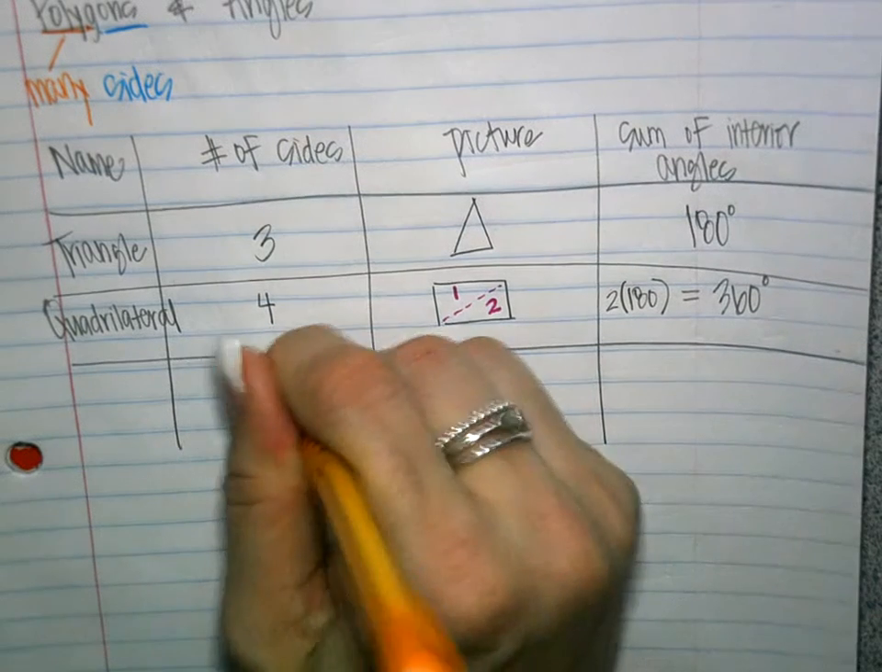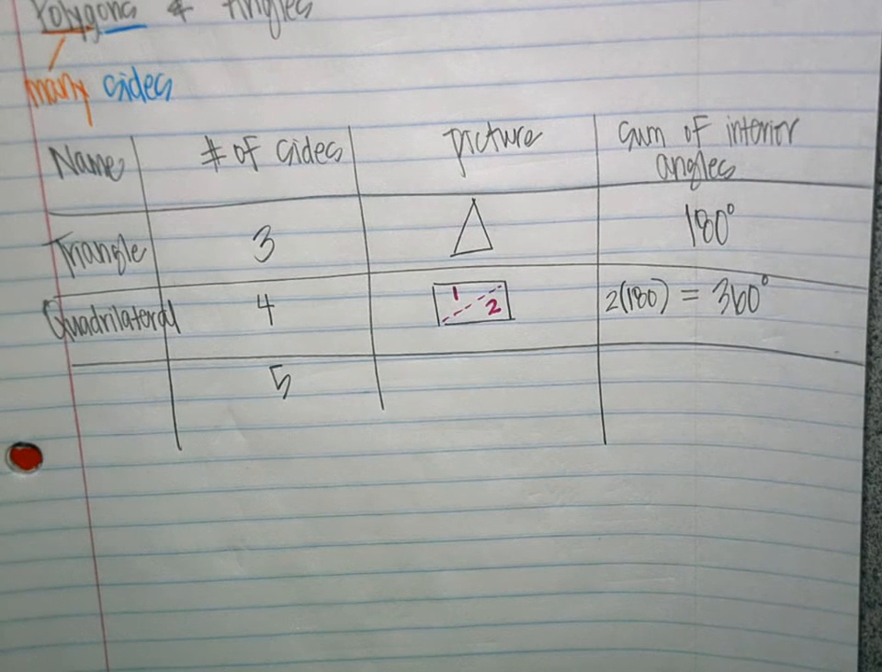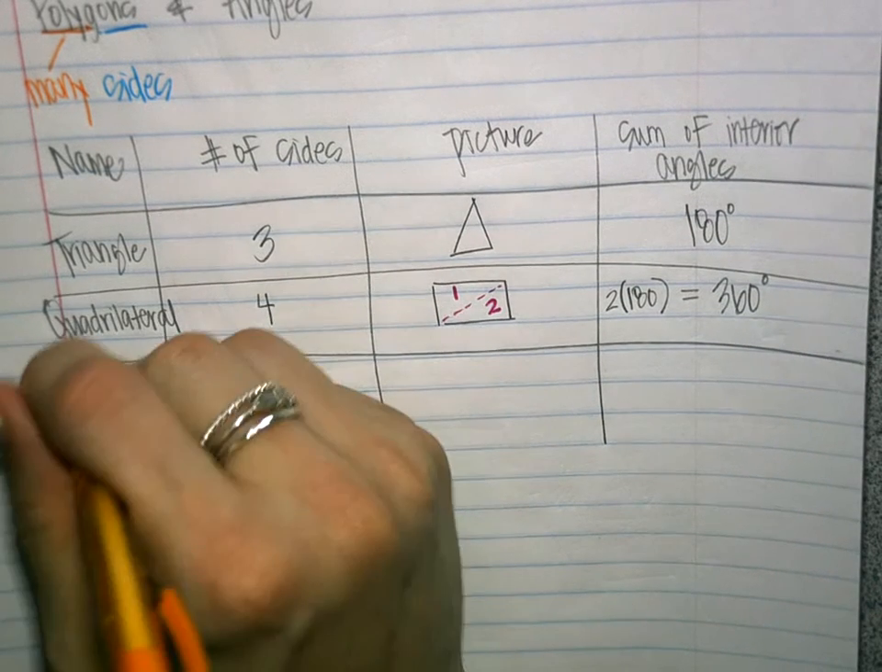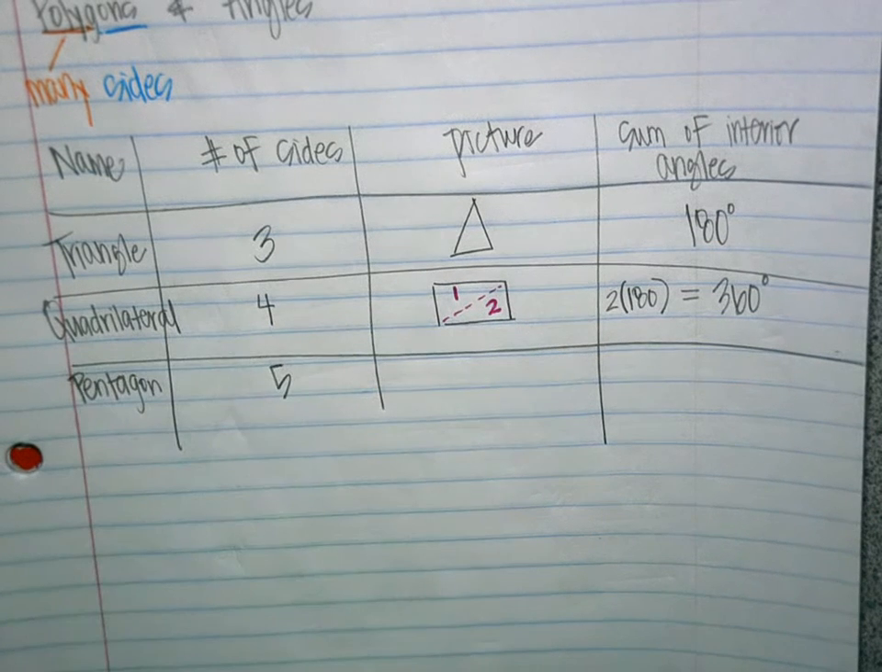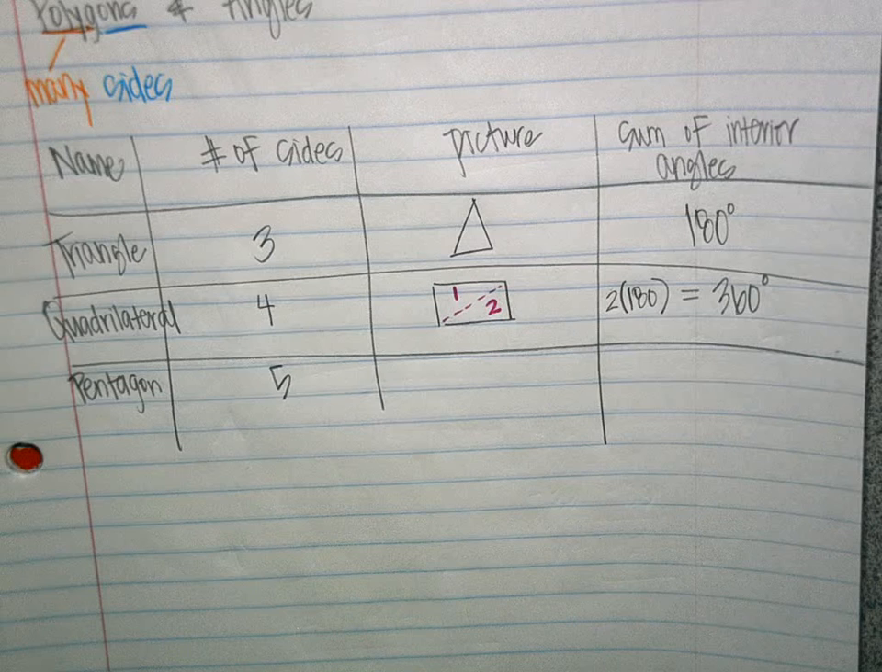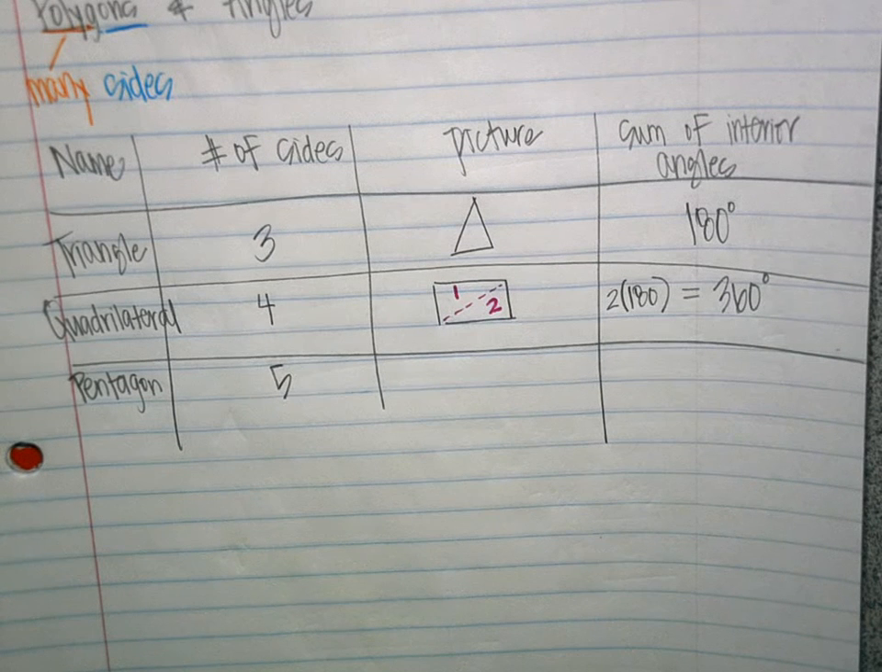What's after a quadrilateral? If something has 5 sides, what is it called? A pentagon. Exactly, like the Pentagon in Washington, D.C. Does anyone know why it's called the Pentagon? Because it has 5 sides. Yes. If you took an aerial picture of it, it has 5 sides.